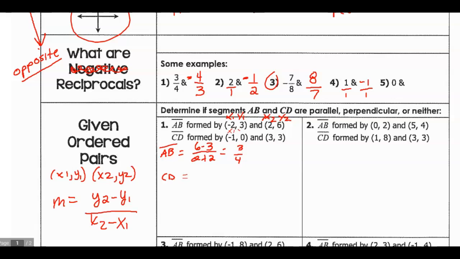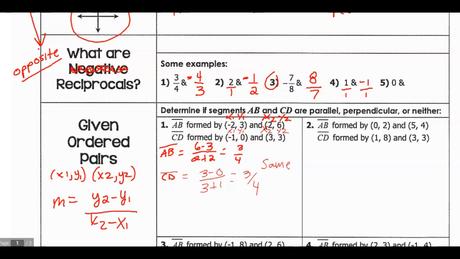And I like labeling. I'm not saying you have to. If you're on a test or quiz, you might want to decrease the chance of making a mistake. I have 3 minus 0 on top, y2 minus y1, and 3 minus a negative 1 becomes plus 1. So I also have 3/4. So you'll notice that they are the same.